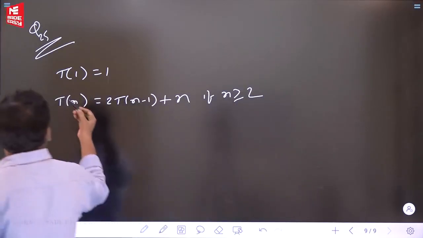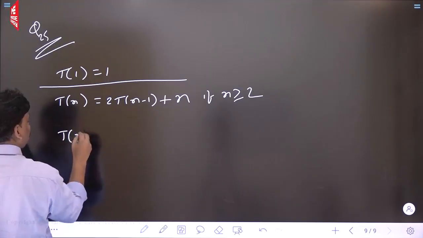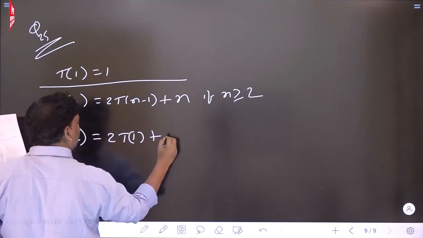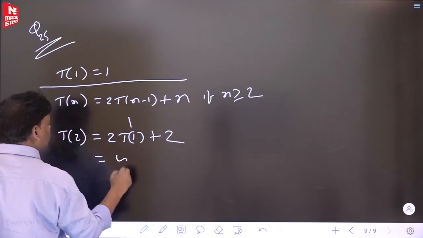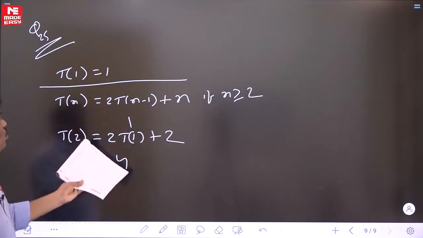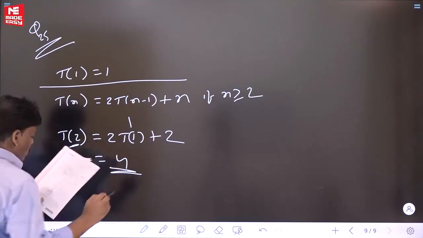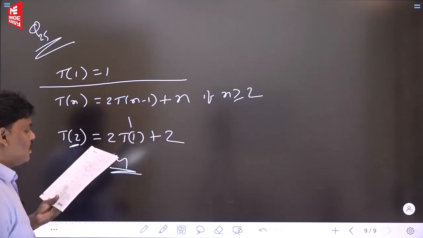Let me try now. T1 is equal to 1. Tn is this one. Can you help me? What is T2? From this, T2 is equal to 2T1 plus n. n is 2. What is T1? 1. So 2 into 1 is 2, plus 2, so 4. Now, T2 is 4. Check which option matches. If n value 2 is given, 4 should be the answer. Which option?